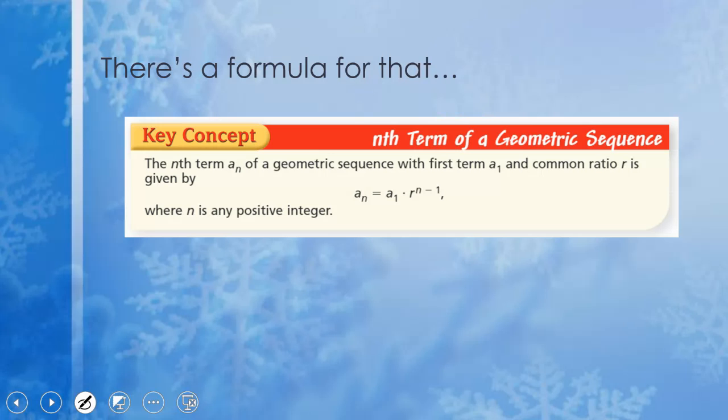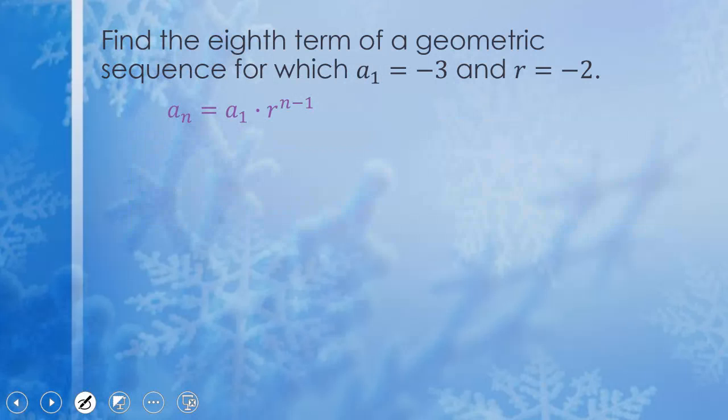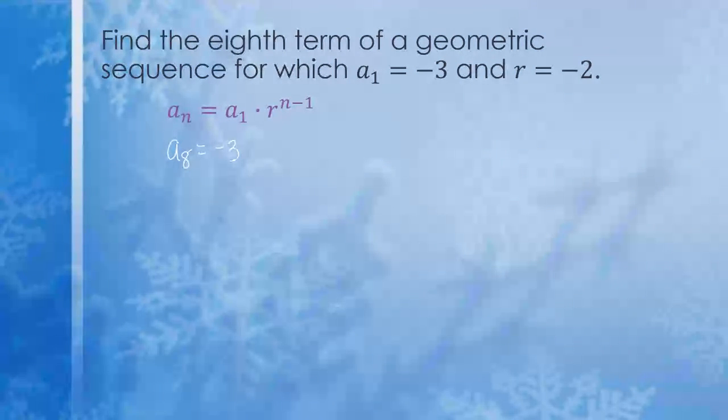It's similar to the arithmetic one, but a little different. We've got a sub n is equal to a sub 1 times r to the power of n minus 1. So this looks a little bit different because we've got some exponents here, okay? And we're going to learn how to work with this. Find the 8th term of a geometric sequence for which the first term is -3 and the ratio is -2. So we want to find the 8th term. My first term is -3. My r is -2. And remember, my n is 8 because I'm finding the 8th term. Let's simplify. So we start in the exponent.